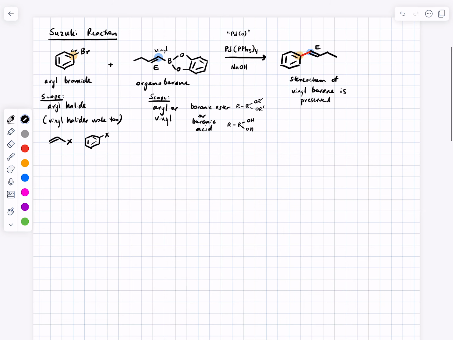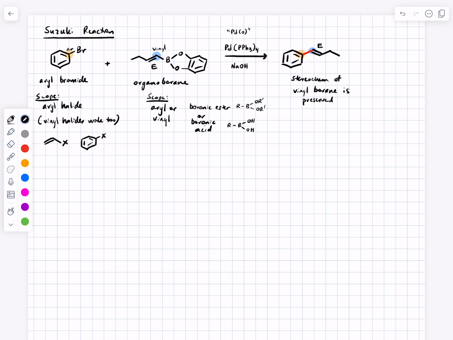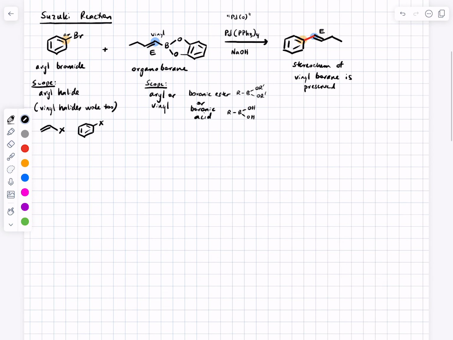Before we discuss the mechanism of this reaction, let's look at a few variations so that we can get a sense for exactly how this works. Some of these are examples from your text to try to get a sense for the diversity and substrate scope. So here is an example practice problem from your text where we have this unusual vinyl borane.